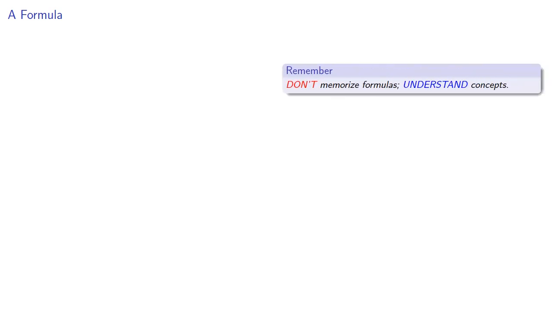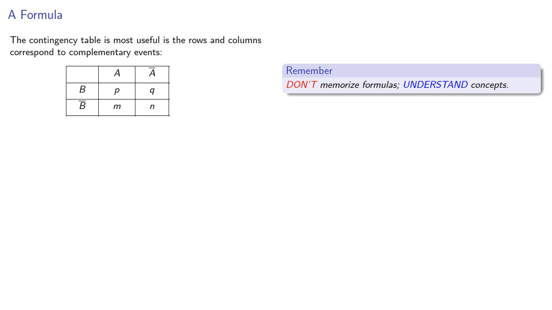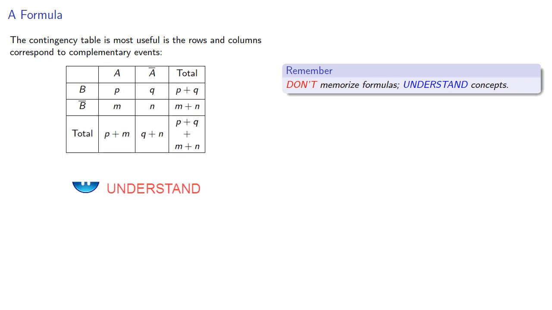But remember, don't memorize formulas, understand concepts. And here, the useful concept is the contingency table. A contingency table is actually most useful when the rows and columns correspond to complementary events, A or not A, B or not B. And if we imagine that these events occur with frequencies P, Q, M, and N, we can extend our totals.